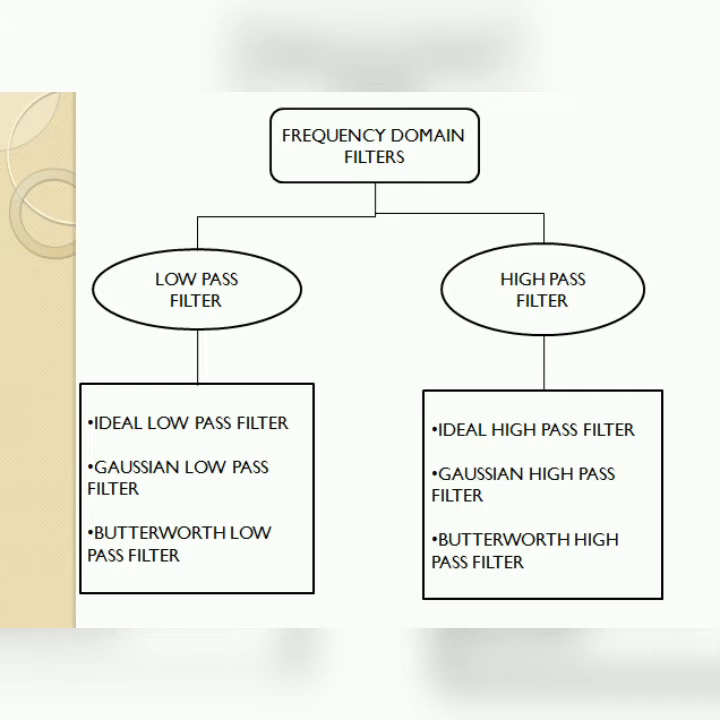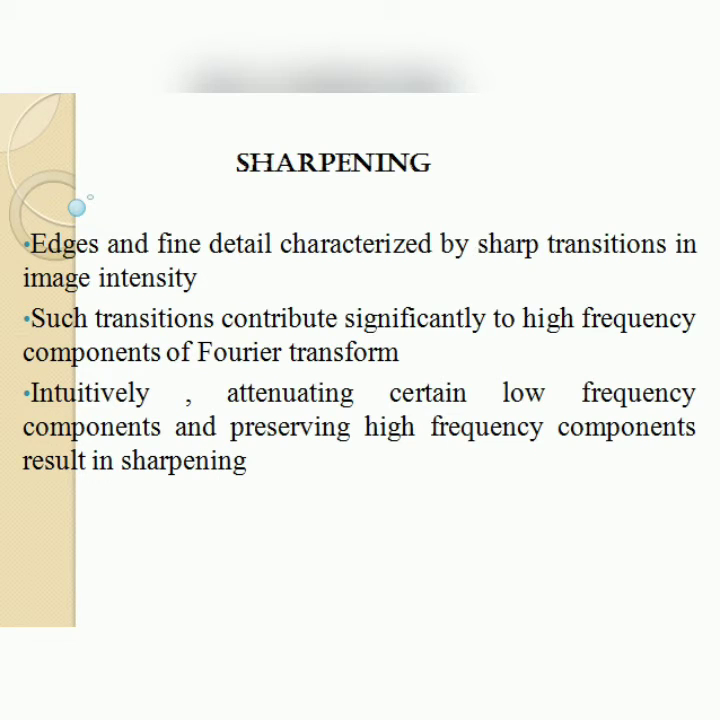So the difference between the high pass filter and low pass filter is that the low pass frequency components denote smooth regions. These three categories cover the range from very sharp, that is the ideal one, to very smooth, the Gaussian filtering. Sharpening highlights edges and fine detail characterized by sharp transitions in image intensity. Attenuating certain low frequency components and preserving high frequency components results in sharpening.